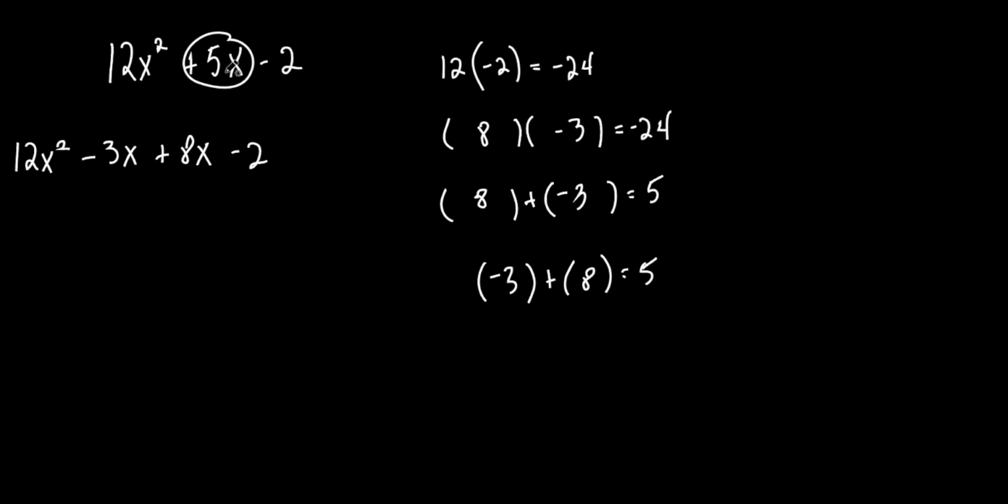See what I just did? I took that 5x, and I just rewrote it. I wrote it as negative 3x plus 8x. Would you agree that that's still the same as this? So can I put an equal sign here? Yeah, absolutely. Now, why in the world would I do that?